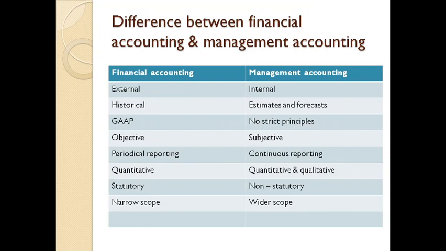Next point of difference is scope. Financial accounting has limited scope when compared to management accounting. The main focus of financial accounting is only the preparation of financial accounts or final accounts, whereas management accounting has wider scope as it covers areas like budgeting, cost control, decision making, and many other disciplines which we have discussed in the previous sessions. Thus, these are the major differences between financial accounting and management accounting.